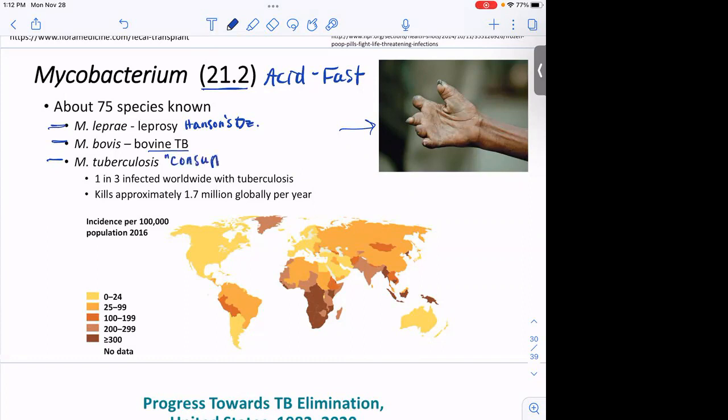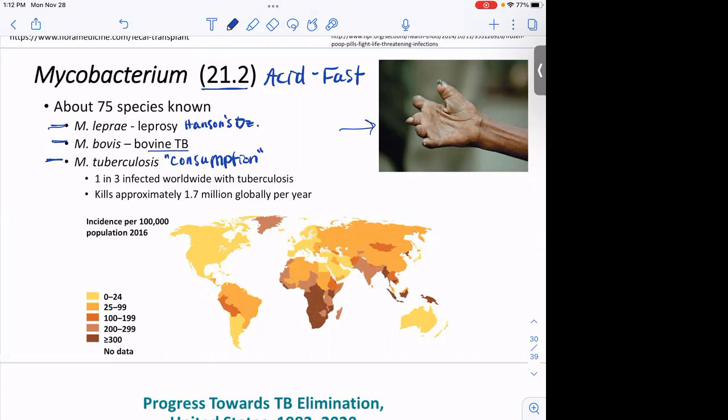That was kind of an old-fashioned term for it, maybe, because it used to really consume patients, also known as the White Death. This has been called the most successful pathogen of mankind, right? So people have been getting TB for millennia.